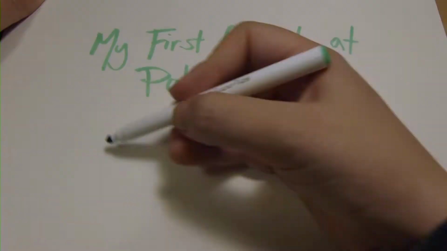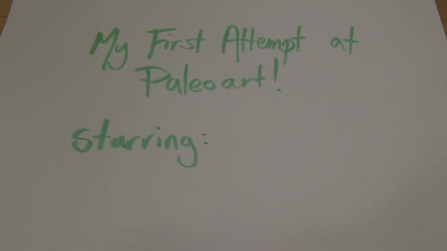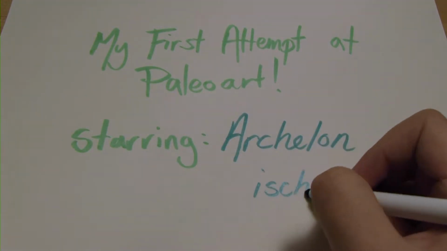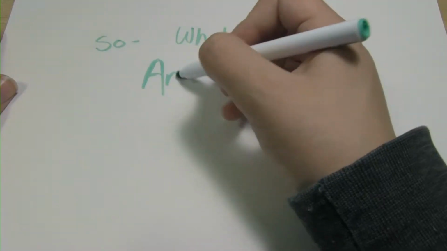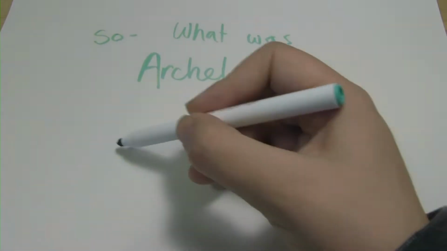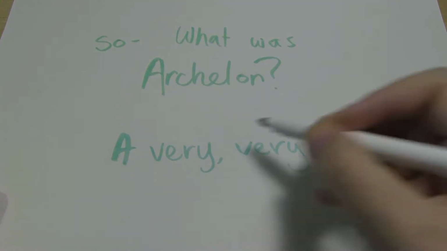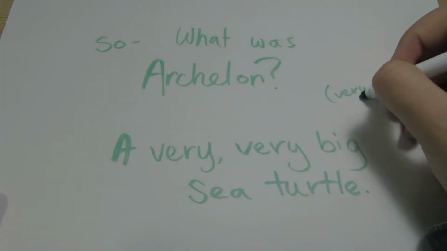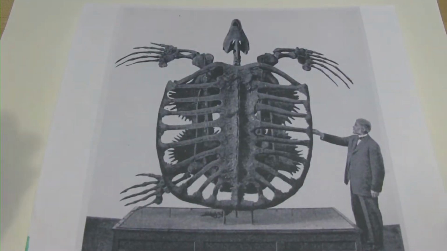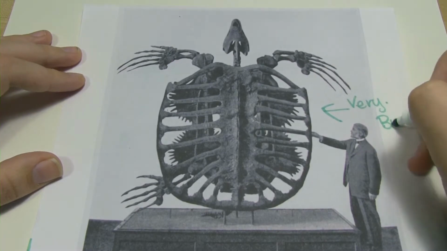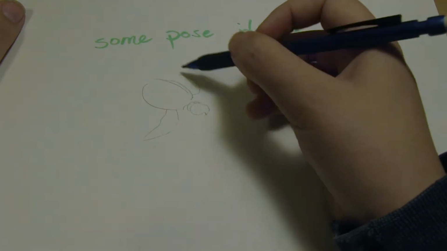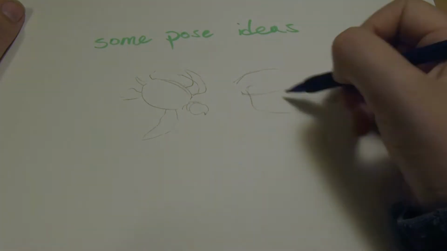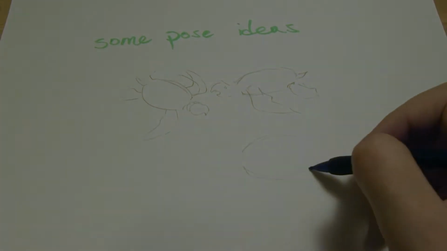I'm going to be using it to do a little bit of paleoart, starring Archelon ischyros. Hopefully I'm pronouncing that right. So, what was Archelon? Archelon was a sea turtle, a very, very big sea turtle. The holotype was discovered and described by George Wieland in 1896, so this is a very old fossil. It was found near the Cheyenne River near Fort Pierre, South Dakota, and is from the Upper Cretaceous period.